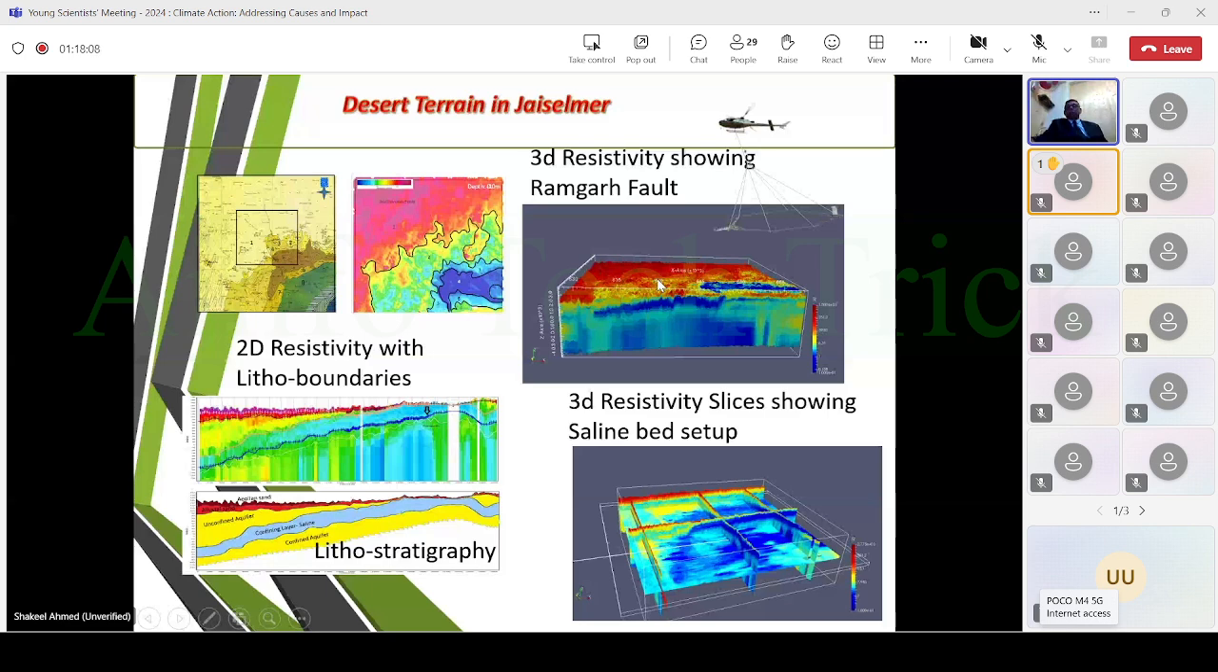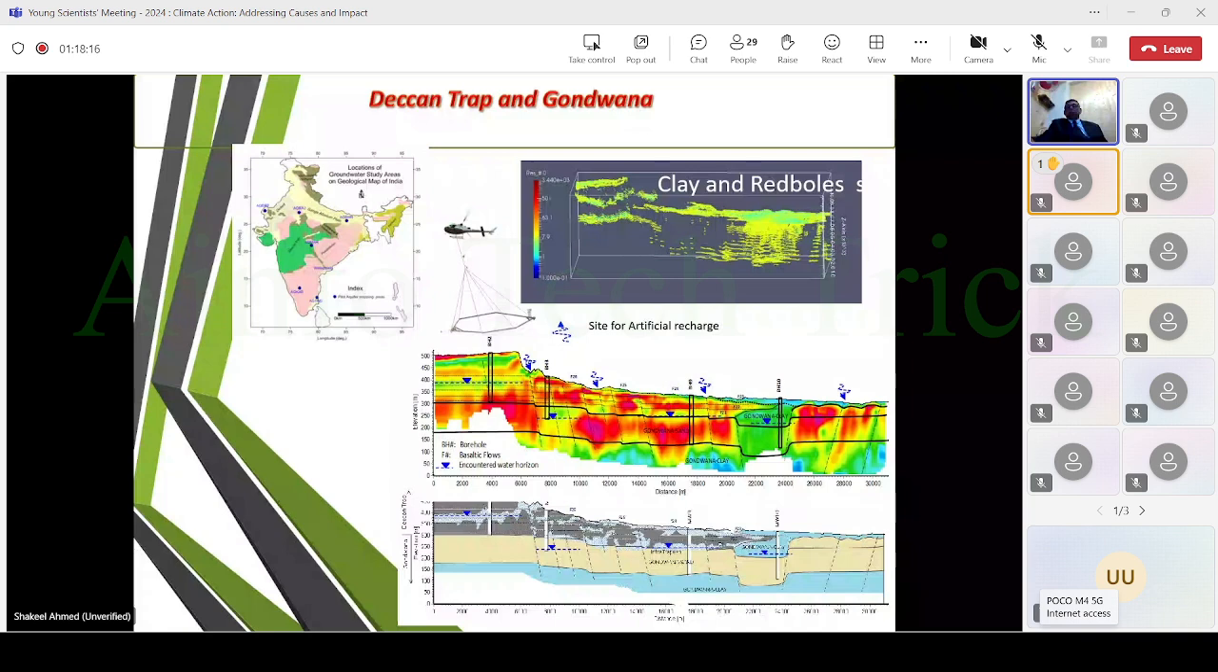So let's move now to another very important formation called the Deccan traps. These are basalt, and basalt is found all over the world, and it is a very complex formation for the aquifer system. You see, the basalt is formed by lava flows. So this detailed information shows the lava flow, and also in between, if there is a fracture or a fault or anything else, such structure will be helpful for us to find water.